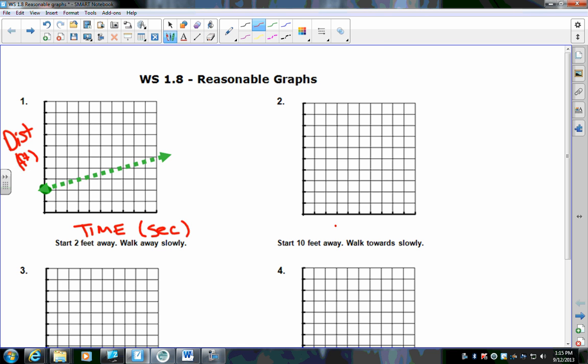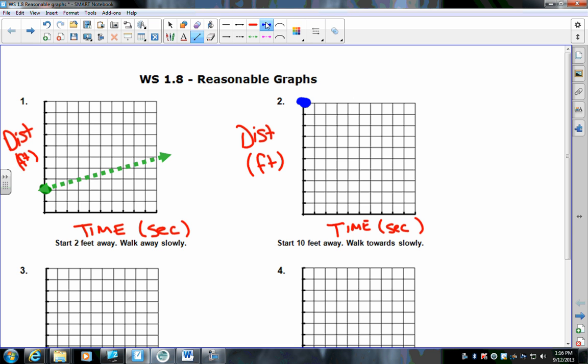On number 2, I'm still going to write time in seconds. And it says feet down here, so my distance will still be in feet. Now, it says start 10 feet away. So I'm going to go up here and start at 10. And it says to walk towards something slowly. So if I'm walking towards something, I'm going back down. And if I'm going slowly, it's going to be a flatter line. It's not totally flat because that means they're not going anywhere. If we're going back towards something, it's got to be going down a little bit.